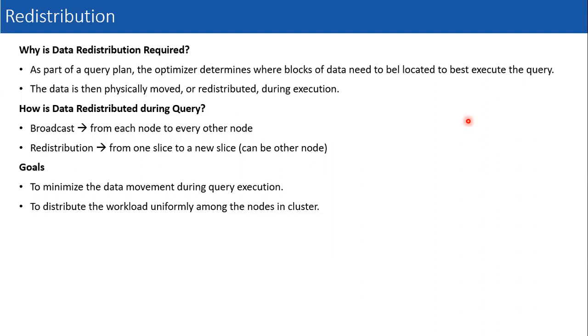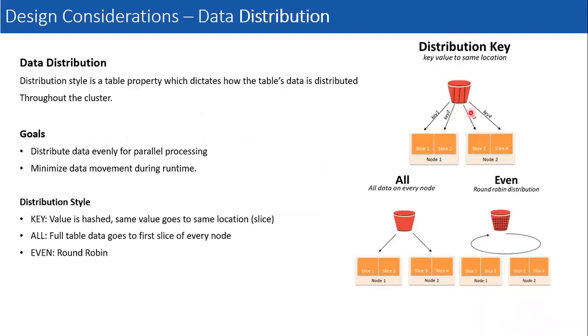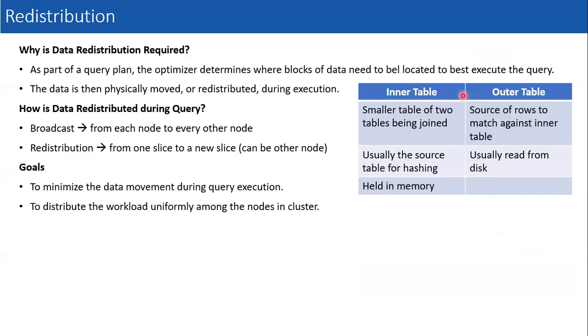Okay, so this is point one. And as I said, if you are going for a key based distribution, one more point is that if the key column has many null values, kindly avoid that column because your data is going to be skewed. So that's one point.